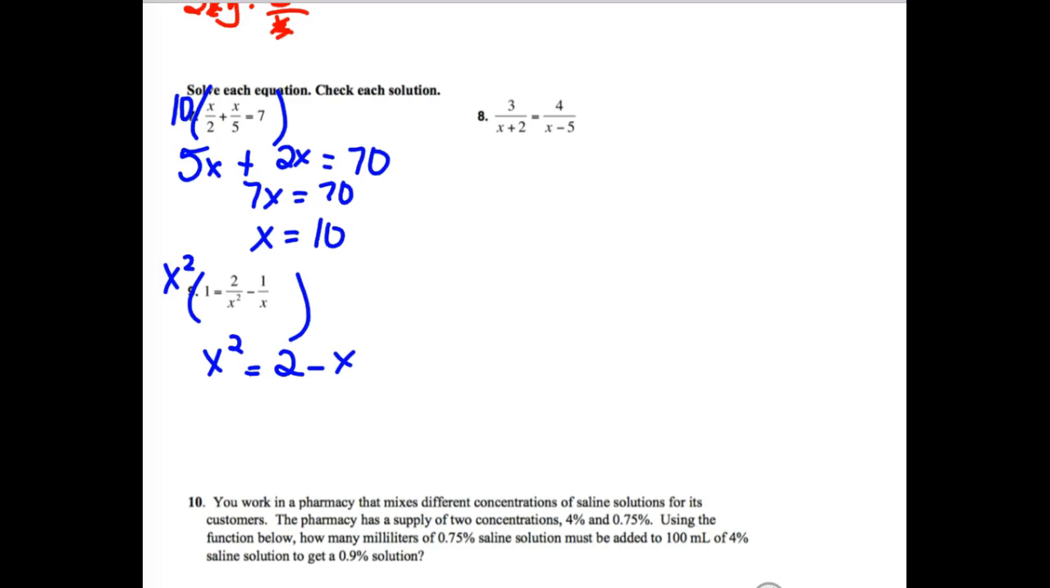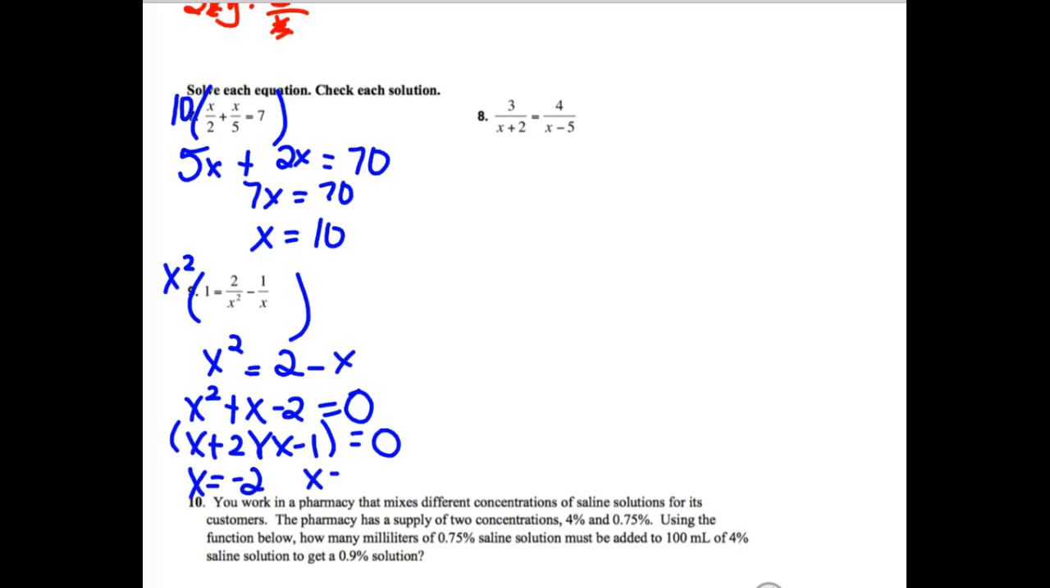All right, now notice on this one, we have a quadratic equation, right? An x squared. We're going to get everything to one side so we can factor it. I'm going to add the x to the left side. I'm going to subtract the 2 to the left side. It now equals 0. Make sure you write equals 0 because we cannot factor and solve it without it having an equals 0 there. What kind of factors do we get? All right. So possible solutions. X could be negative 2 or x could be positive 1.